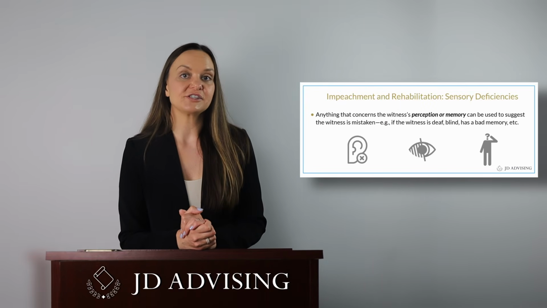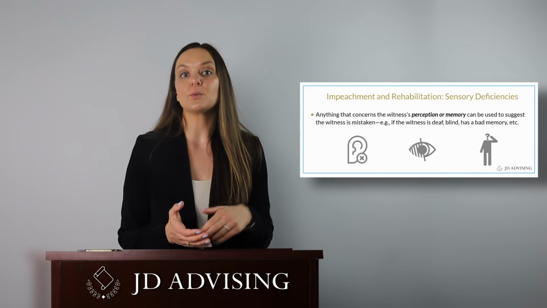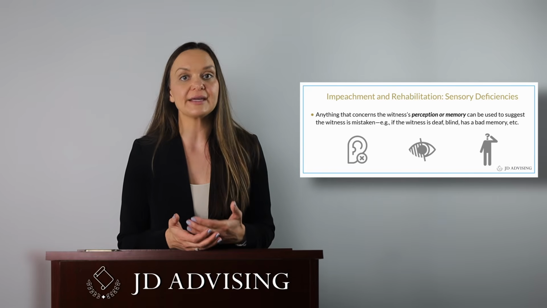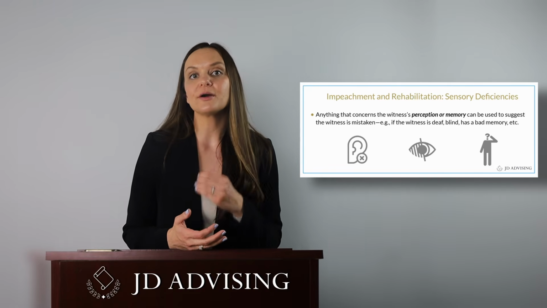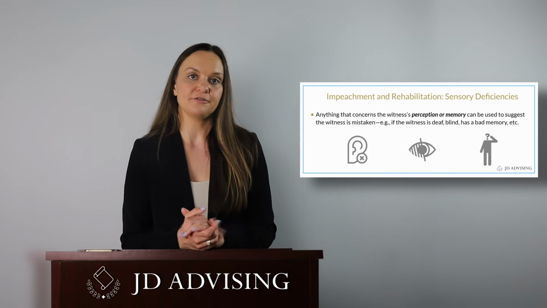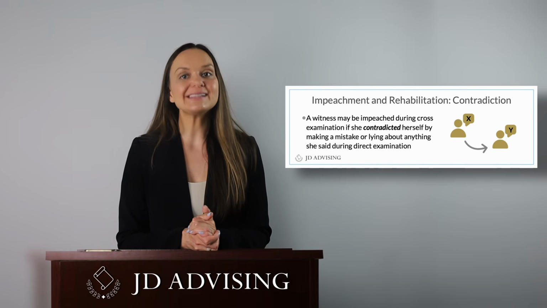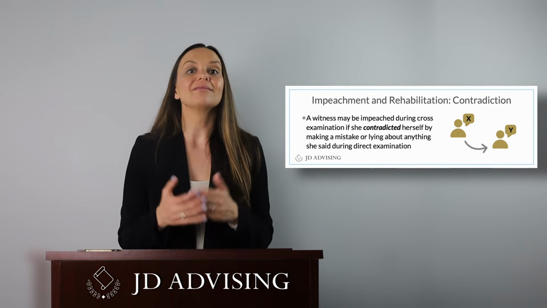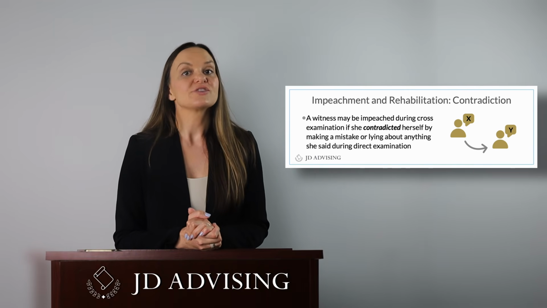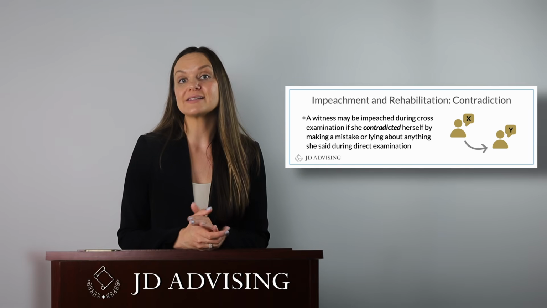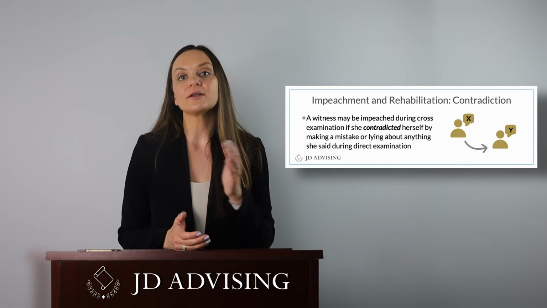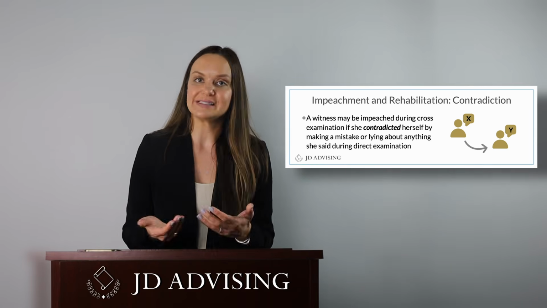Impeachment by sensory deficiencies is when the witness's testimony regarding their perception or their memory is questioned due to their ability to remember or to perceive. For example, if a witness is testifying about something that they saw and they can't see, then this could be used to impeach the witness. Impeachment by contradiction is when the witness makes a mistake in their testimony or lied. Then the witness can be contradicted. This is done on cross-examination. The opposing party can question them about what was said.